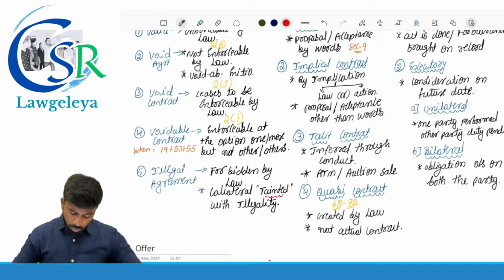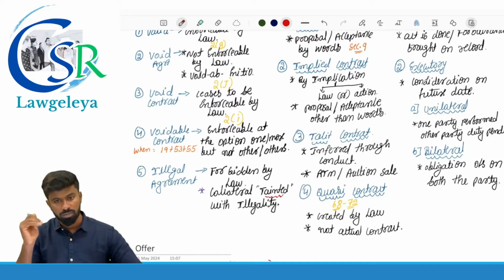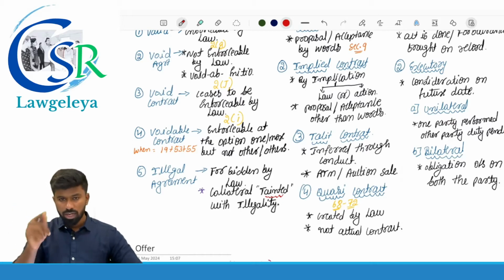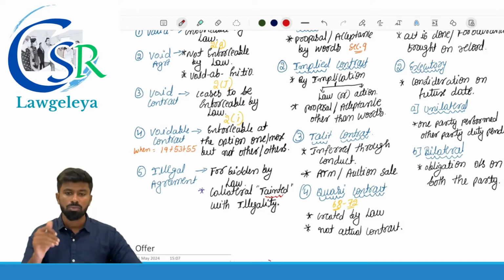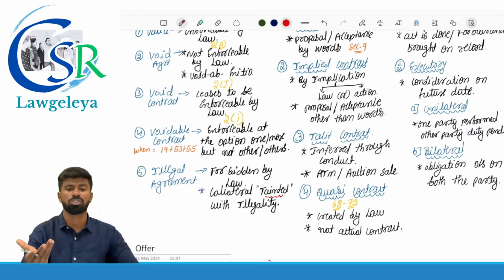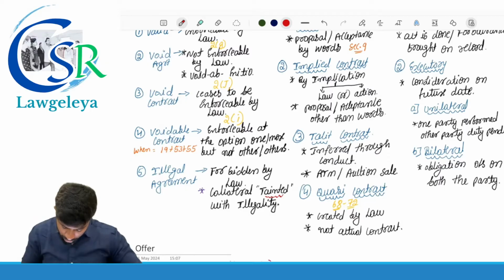Implied contract, where the contract is made by implication. Again, section number 9. Where the contracts are made by implication of the law or by the action, it is called as what contract? Implied contract. If proposal or acceptance is made by words, express contract. Other than words, implied contract. So, is there implication of the law or an action? That is implied contract. Tacit contract, which are inferred through the conduct. Remember the word inferred through the conduct. It is called as what contract?